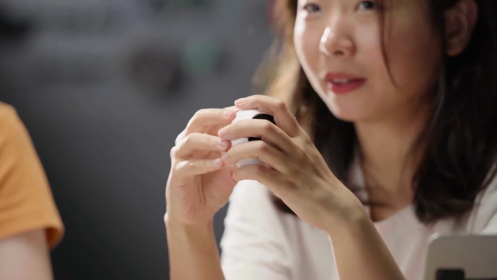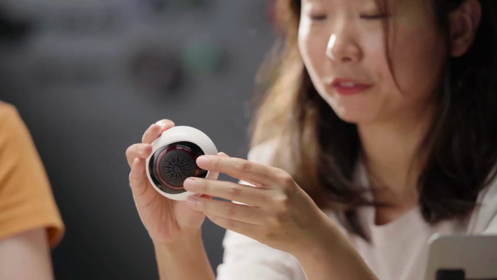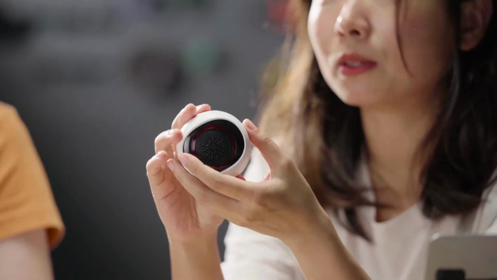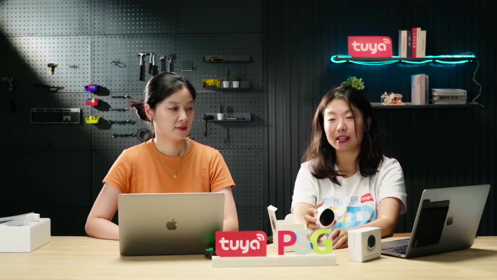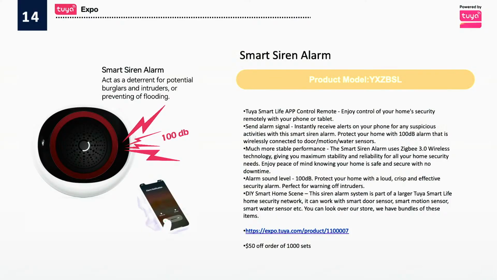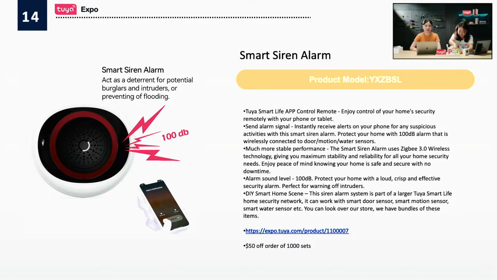So talk to our experts, and we are going to tell you what the difference is and what we actually prefer you to go for, giving you the maximum stability and reliability for your home security needs, and enjoy the peace of mind knowing your home is safe and secure with no downtime. Yeah, since the alarm sound level is 100 dB, it protects your home with a loud, crisp, and effective security alarm, and warns of intruders. All right, that's everything that we have over here.